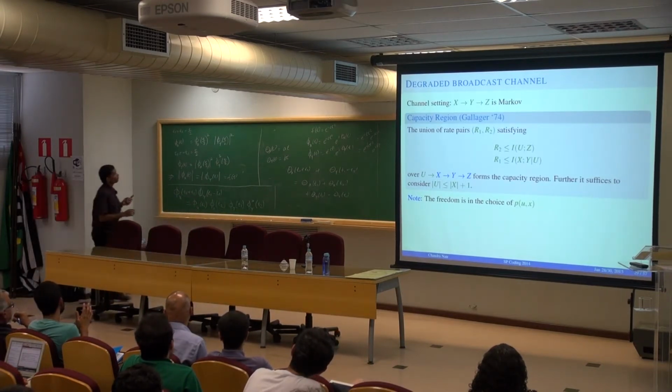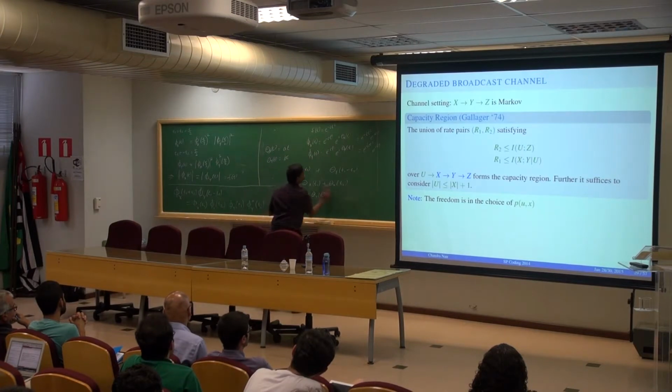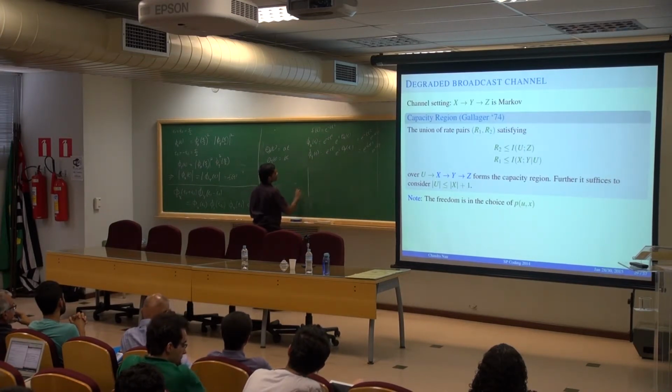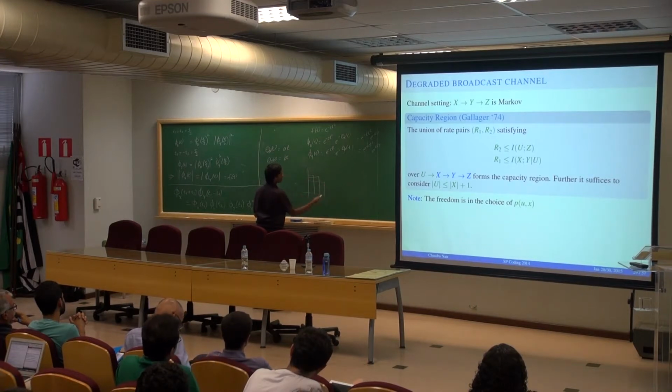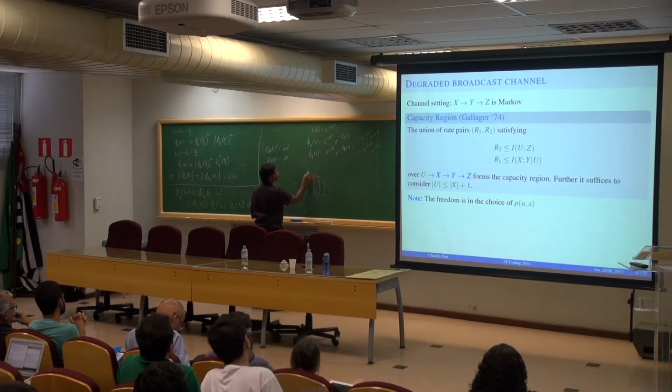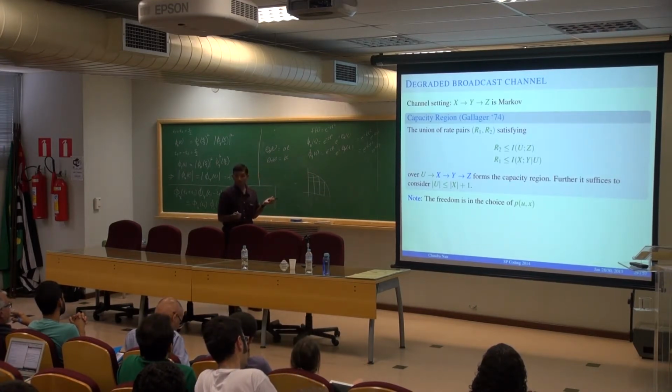So this is very simple. What I'm saying is something very, very simple. For every U you pick, you get some rectangle, and you get some other rectangle. You get some other rectangle. You take the union, you get the capacity. Okay?